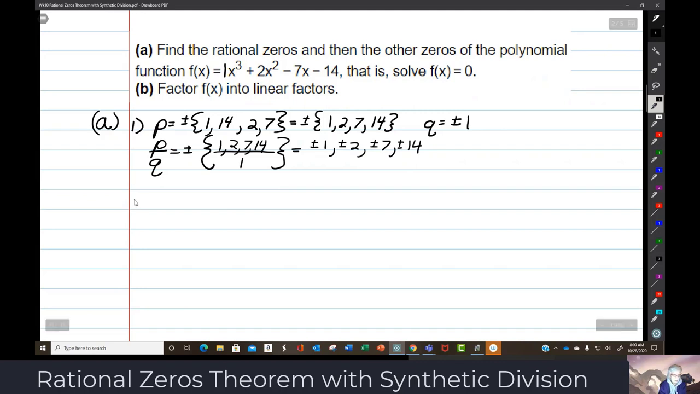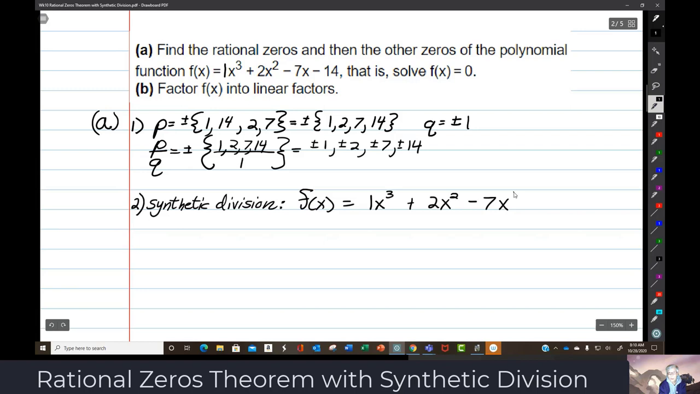Now with step 2, we use synthetic division on f of x equals 1x to the third plus 2x squared minus 7x minus 14. But what number are we going to put into the backwards L? Well, I could put all of them in one at a time, but that would be very, very time consuming. So I'm going to graph it and make a guess.